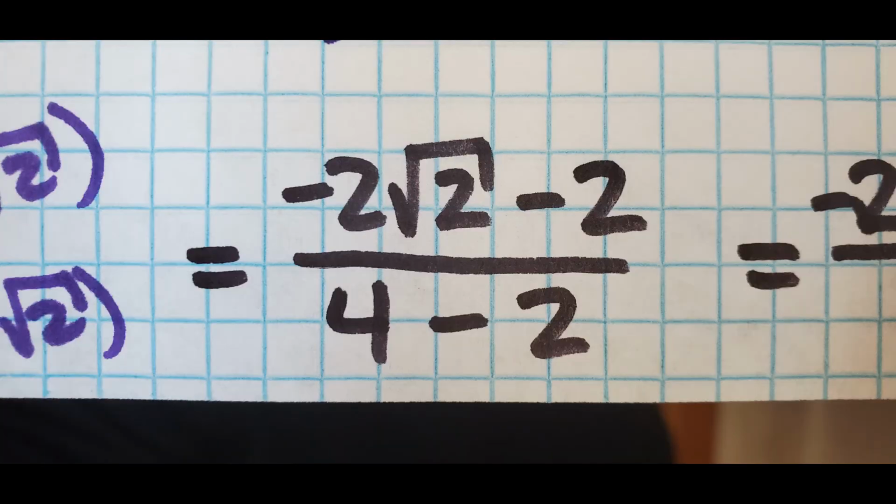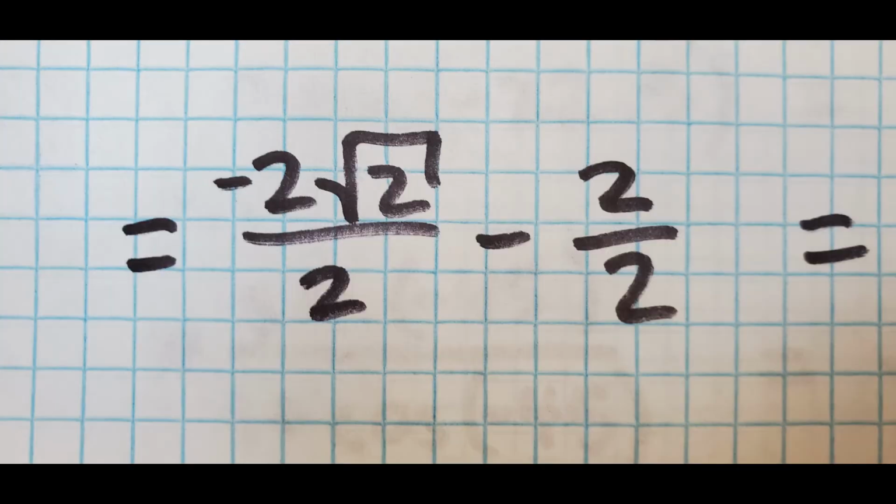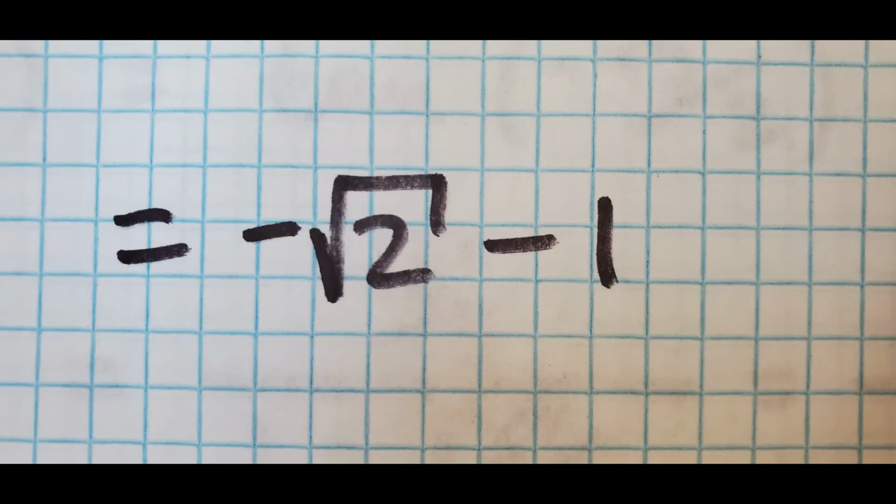And now the bottom is just going to become a 2. This is really, really close to done. If you left it like this, it wouldn't be the end of the world, but it can be reduced one more step. Break that into both fractions, so you can divide each fraction by 2 separately. The 2's cancel off on the first one, and then 2 divided by 2 is just 1. In our case, it's negative 1. So this is what you get for a final answer.